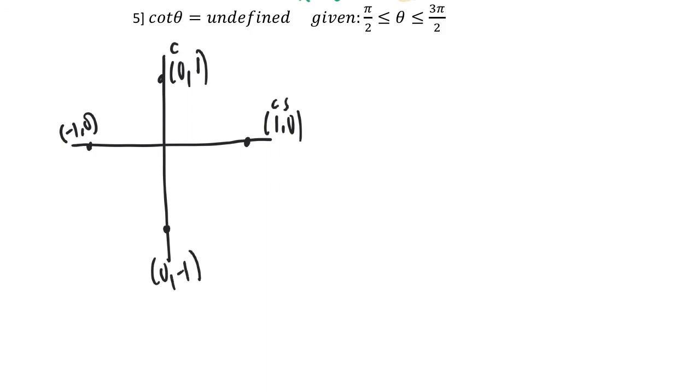C, S, C, S. Alphabetical order or sign goes with Y. Cotangent is the reciprocal of tangent. Tangent is y over x. So cotangent is x over y, or cosine over sine.